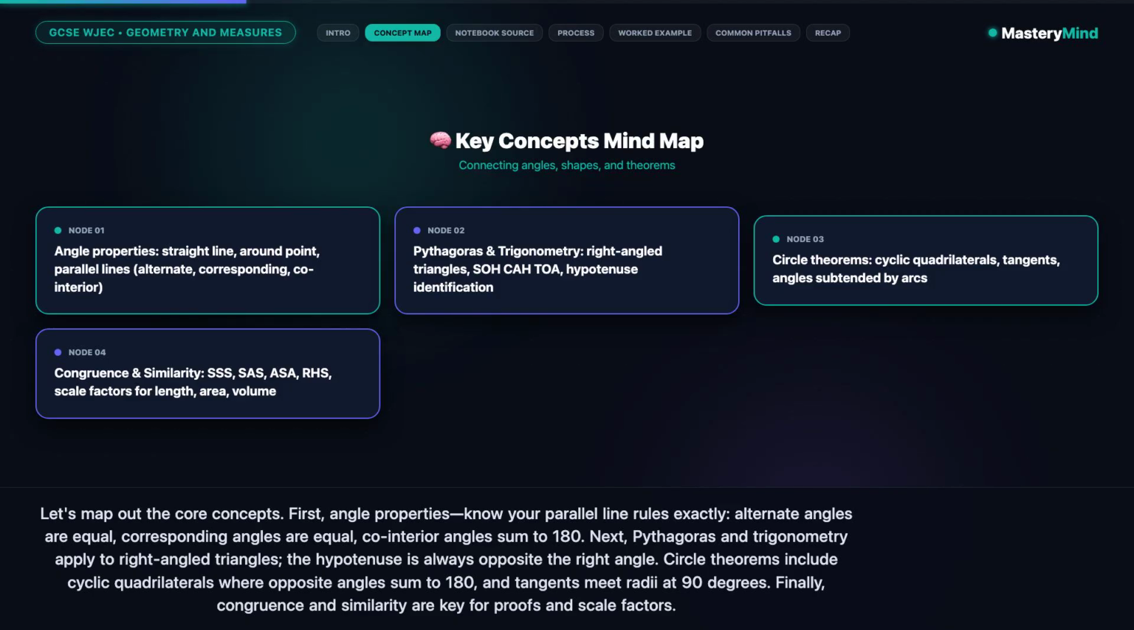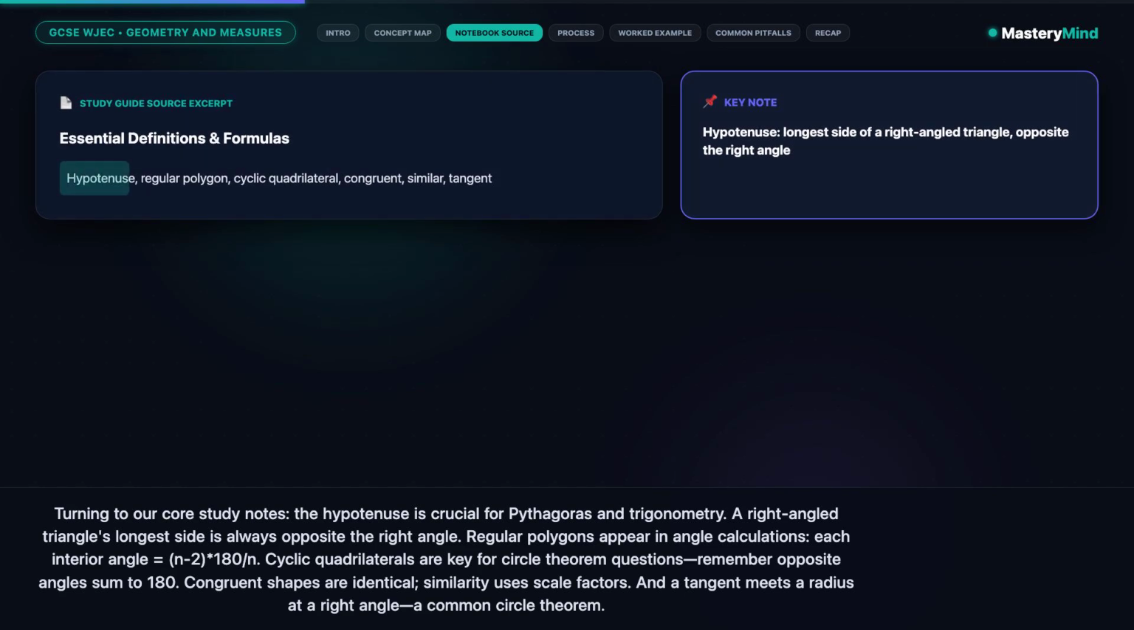Circle theorems include cyclic quadrilaterals where opposite angles sum to 180, and tangents meet radii at 90 degrees. Finally, congruence and similarity are key for proofs and scale factors. Turning to our core study notes, the hypotenuse is crucial for Pythagoras and trigonometry. A right-angled triangle's longest side is always opposite the right angle.